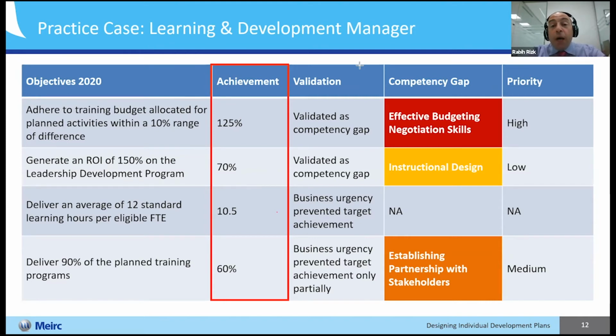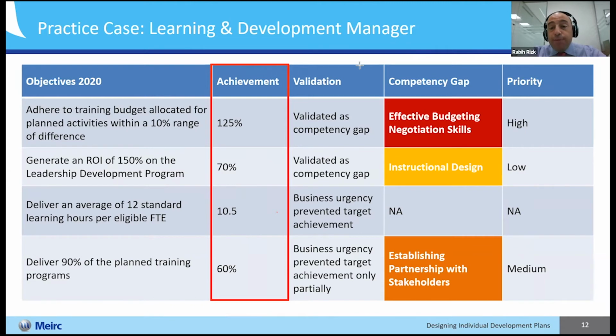So what are the competencies that might be lacking? And again, this validation and rationalization process is done between the L&D manager, his or her direct manager, and people from the L&D department or from the talent management department. And as they sit together to review the performance of the L&D manager, they extract competencies responsible for the gaps.